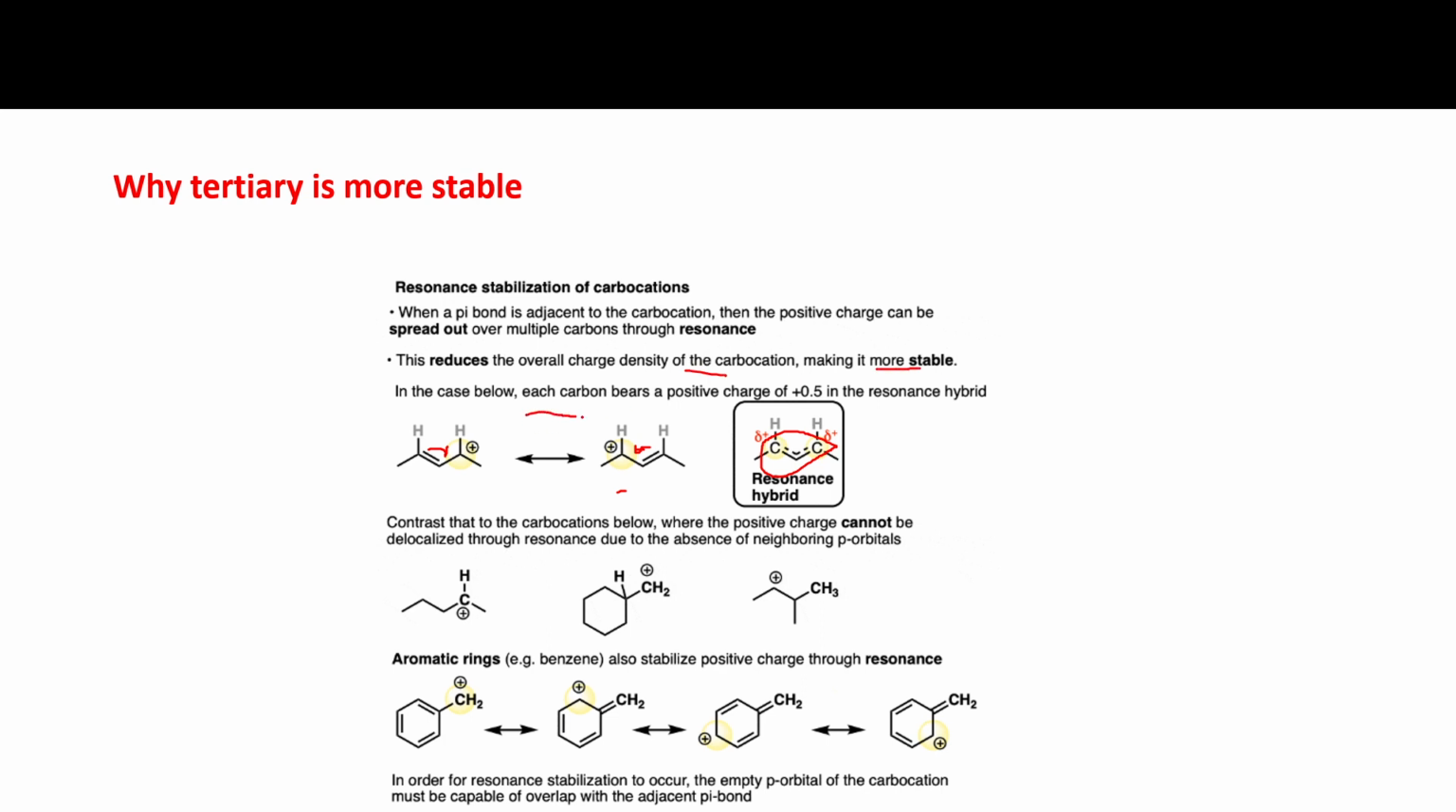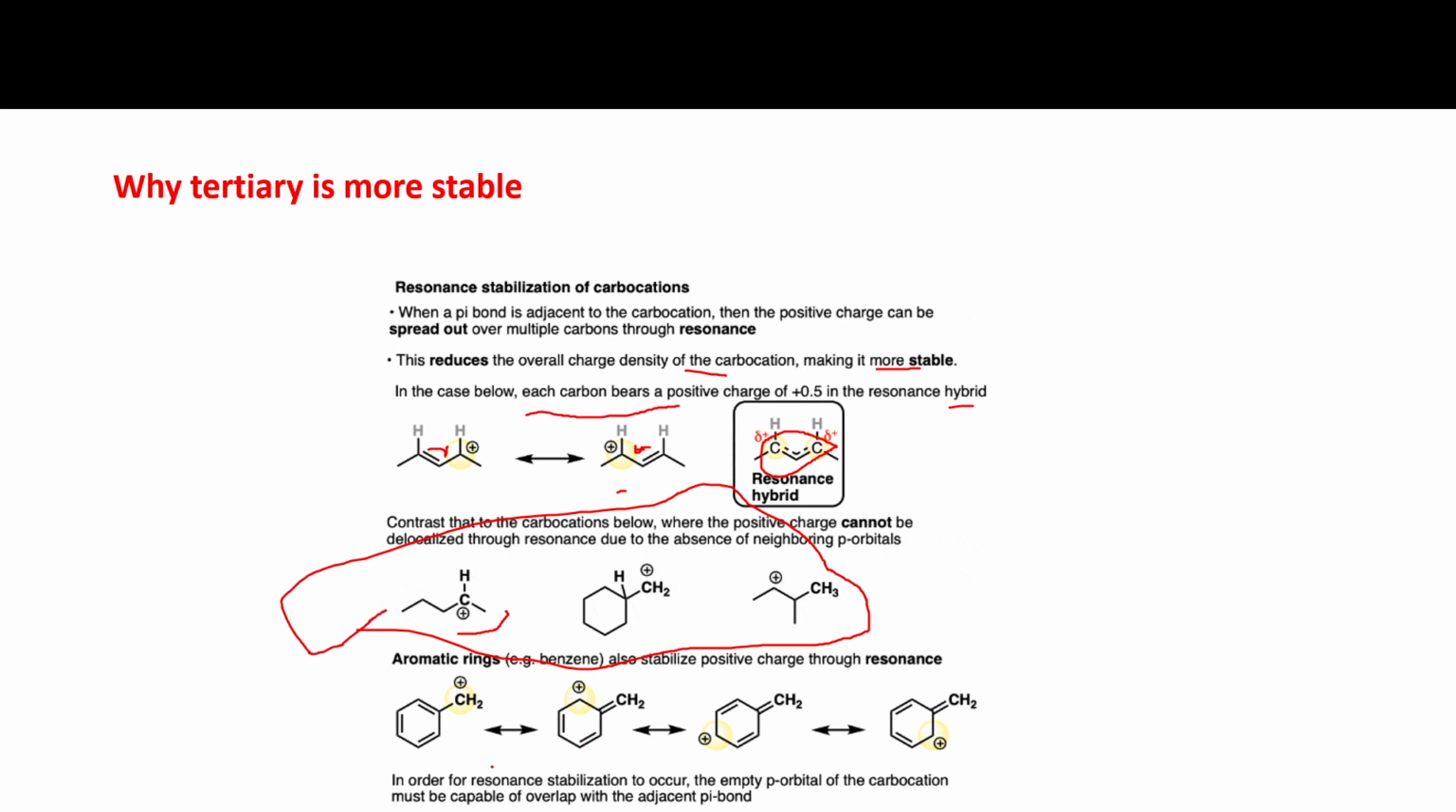In the case of each Br, the positive charge is 0.5 in the resonance hybrid. Now consider the carbocation below, where the positive charge cannot be delocalized through resonance due to the absence of a neighboring pi bond. If there is no neighboring pi bond, resonance cannot be formed, so this will be less stable, and the SN1 reaction is less favorable.